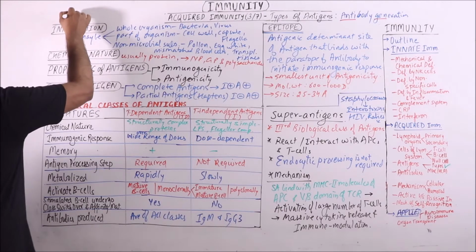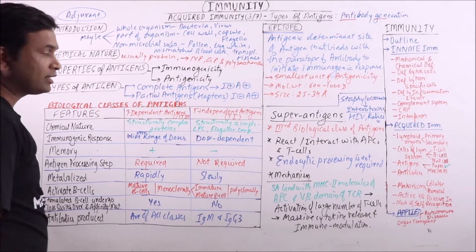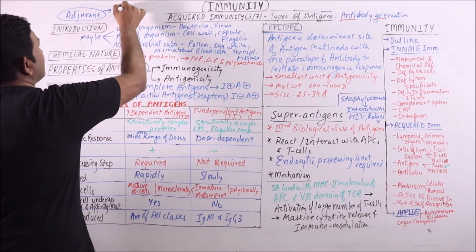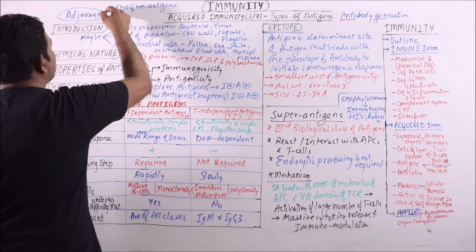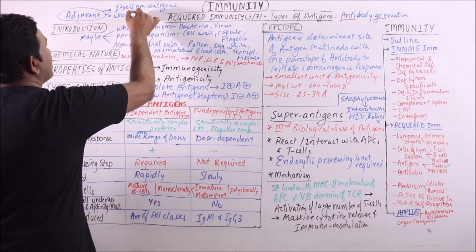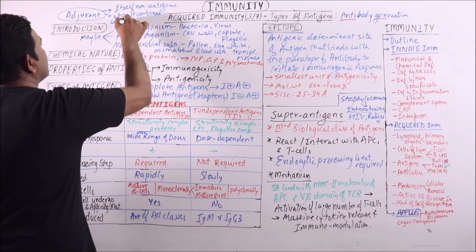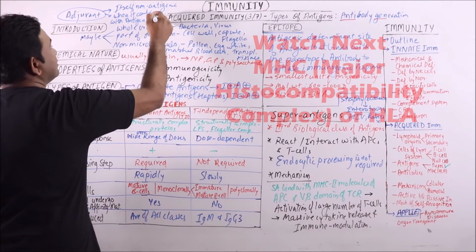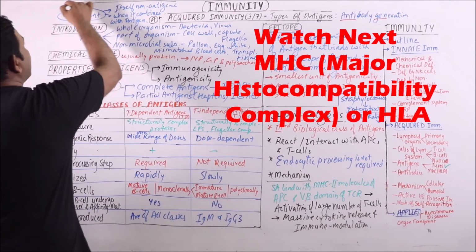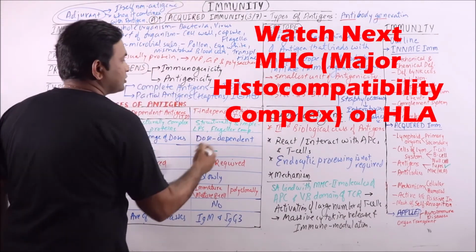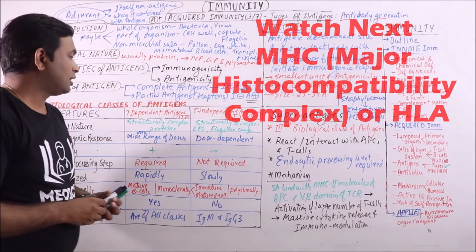Another important term is adjuvant. Adjuvant is itself non-antigenic, but when it combines with a particular antigen, the antigenicity of that antigen is increased. So this is adjuvant. So this is all about the antigens.